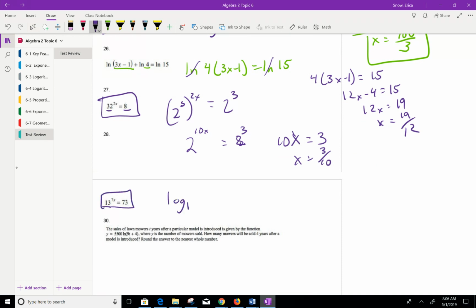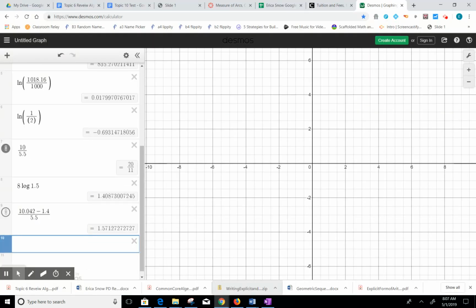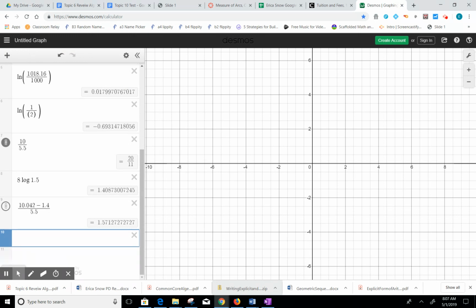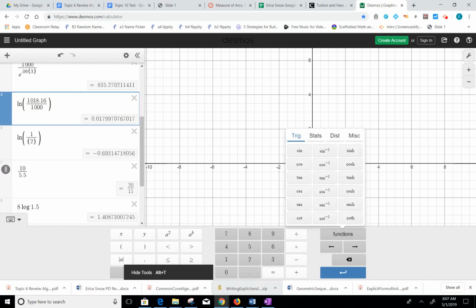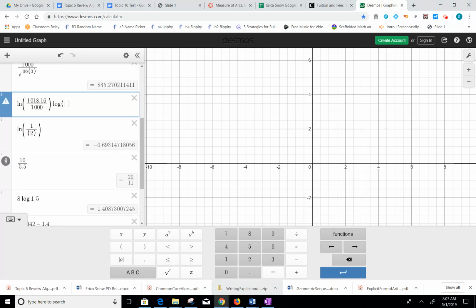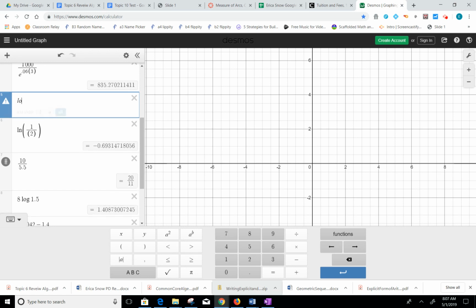Okay, now this one is going to require a logarithm. So we're going to do log base 13 of 73 equals 7x. Pop over to Desmos. And I have to actually use the function key for this one. So, whoa, that is also in the wrong spot. Guess we're up here in slot 5.